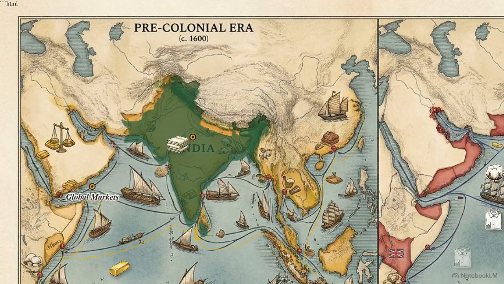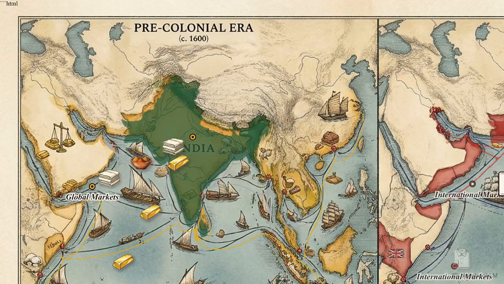On the left, we see the pre-colonial structure. India exported high-value manufactured goods, like fine cotton and spices, in exchange for gold and silver. On the right is the 1947 structure. India was stripped down to exporting cheap raw cotton and importing finished factory-made shirts.